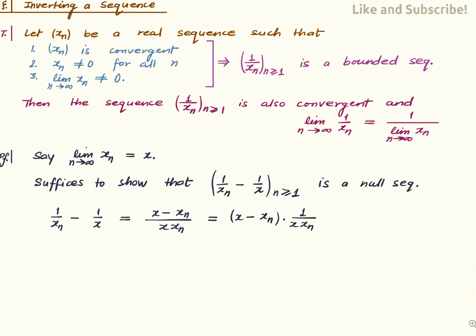Okay. Now this is a null sequence. Well, when I say this is a null sequence, this is the nth term of a null sequence. I'm just being a little loose like I was in the previous proof. So this is a null sequence.